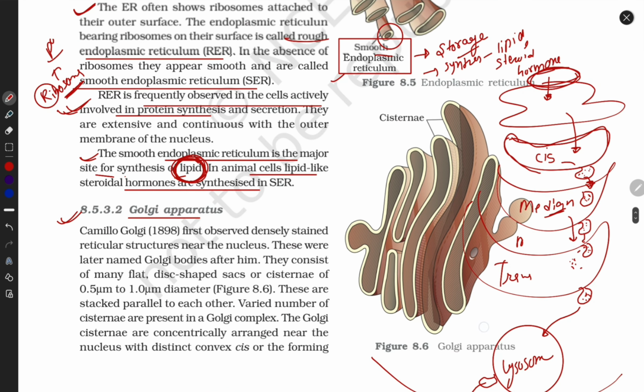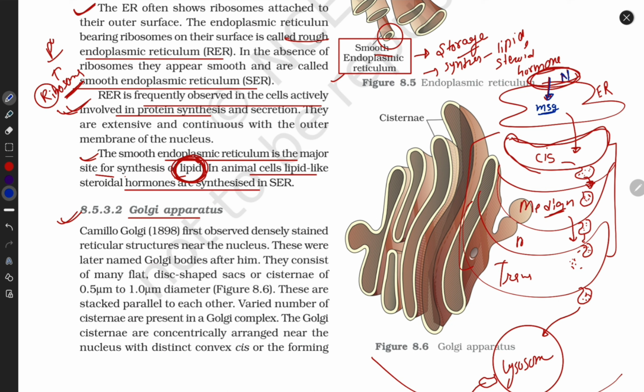Can I repeat again? This is the nucleus, this is the ER, and this is the whole Golgi complex. Now what happened? The nucleus provides some signal, gives some message to the ER. The ER codes this message and transfers it towards the cis Golgi complex. The cis Golgi complex accepts this signal, and transfers the message towards the median in the form of vesicles.